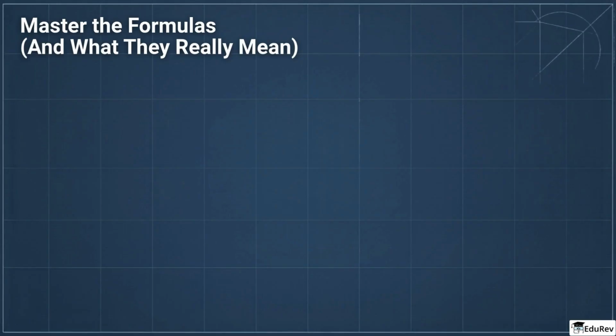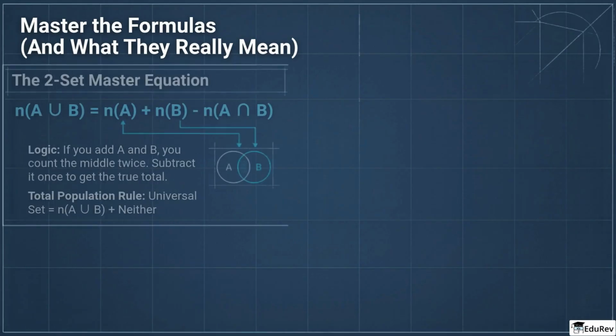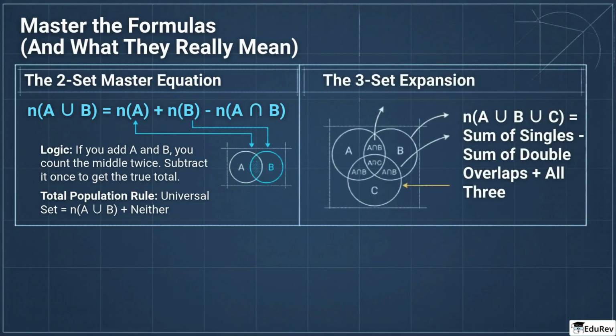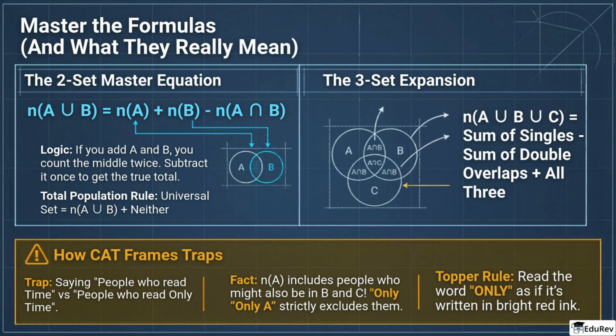Now that the language is clear, let us move to the formulas, because these are what save time under pressure. The two-set master equation tells you that if you add the sizes of two sets, the overlap gets counted twice, so you subtract the intersection once to correct it. The three-set expansion works on the same logic but in a larger structure. Add all singles, subtract all pairwise overlaps, and then add the central region back because it was removed too many times. The important exam habit here is not just knowing the formula, but understanding why it works, because that is what helps you avoid misplacing regions in a diagram.